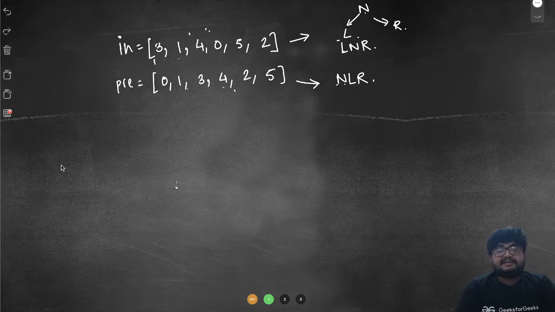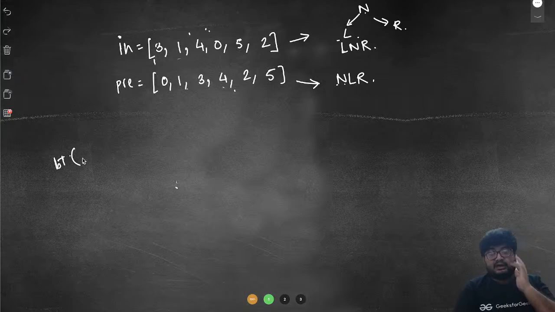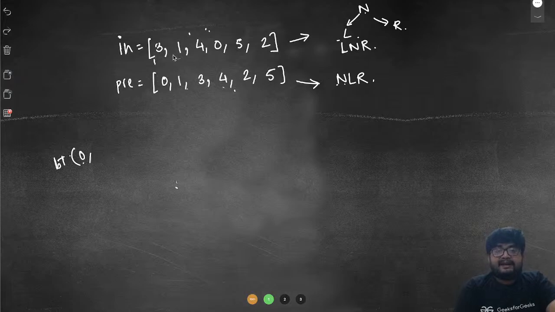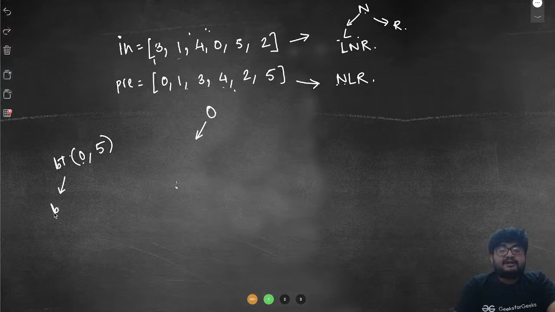So let's call a build tree method, BT, build tree. It will take the range in the in-order. Initially we started off with the range 0 to n minus 1, that is 0, 1, 2, 3, 4, 5. So 0 to 5, right? Now when we wrote 0 here, what is the index 0 is at? So 0 is at index 3. So 0 to 2 will be the left subtree. So we will call BT 0 to 2 as the left subtree.